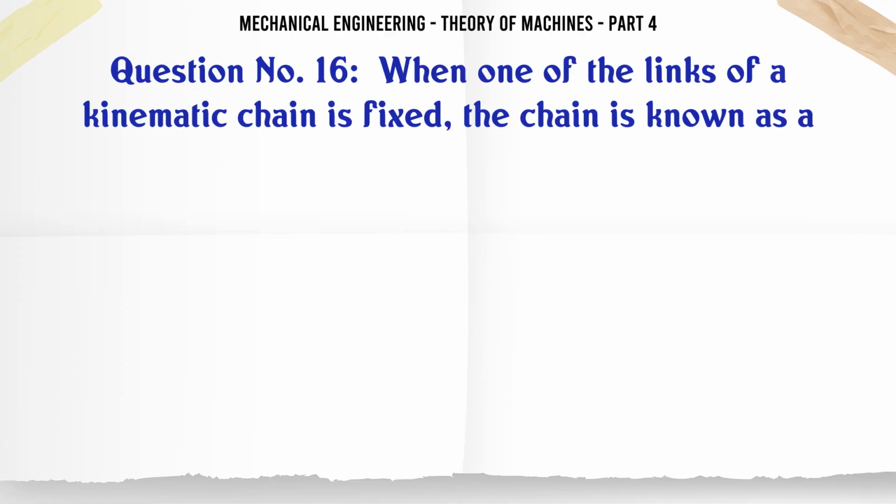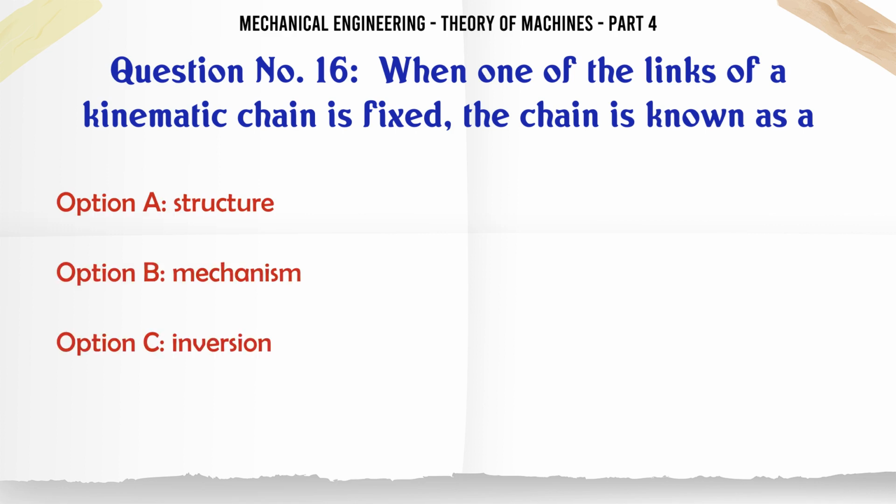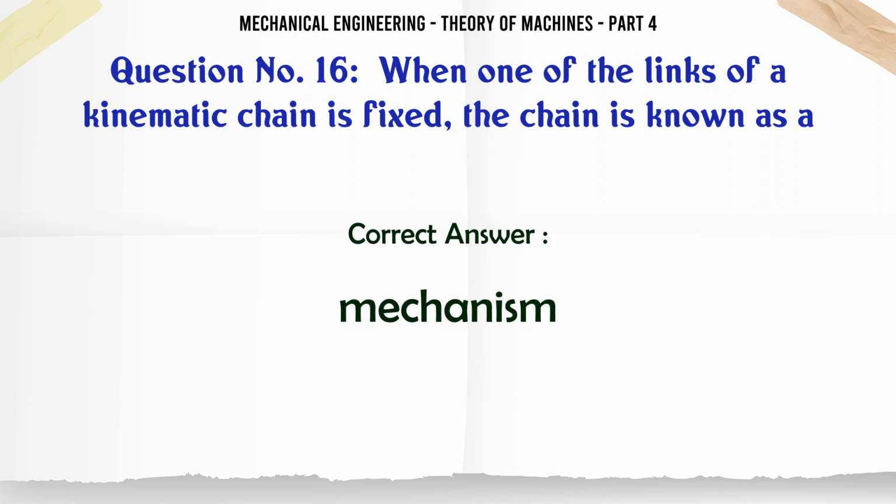When one of the links of a kinematic chain is fixed, the chain is known as A. structure, B. mechanism, C. inversion, D. machine. The correct answer is mechanism.